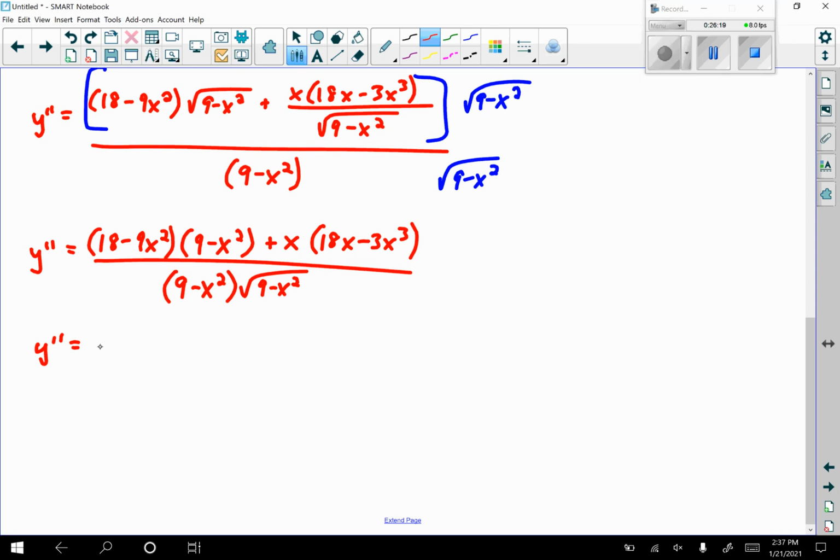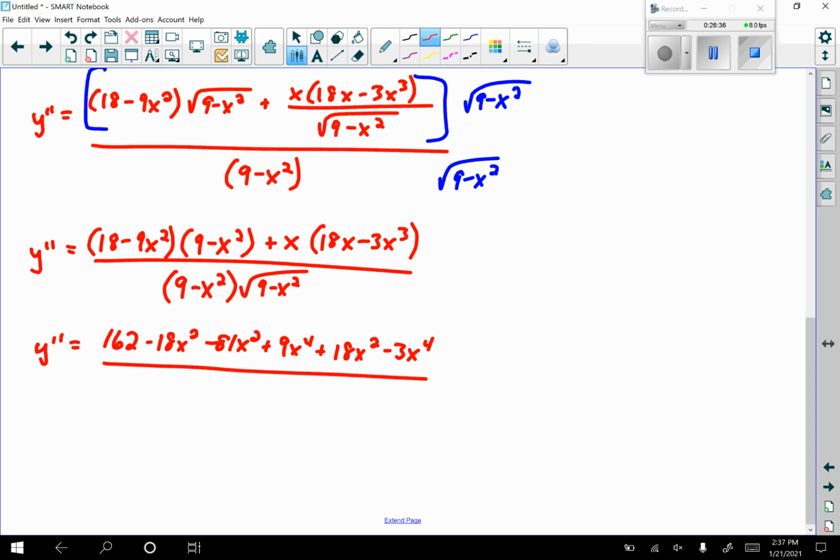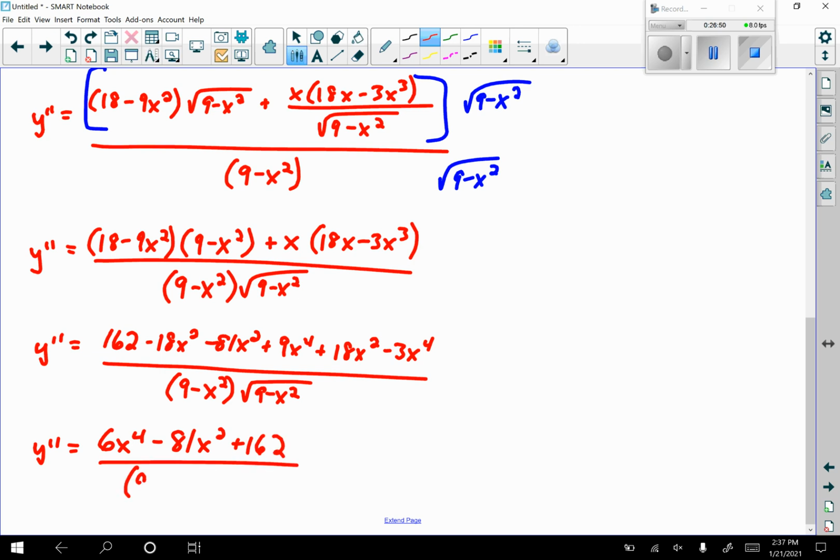So we have 162 minus 18x squared minus 81x squared plus 9x to the 4th plus 18x squared minus 3x to the 4th. All right, combining our like terms, we should end up with 6x to the 4th minus 81x squared plus 162 up top. All right, so now we can ask ourselves our 2 questions. Definitely use our calculator to help us out.